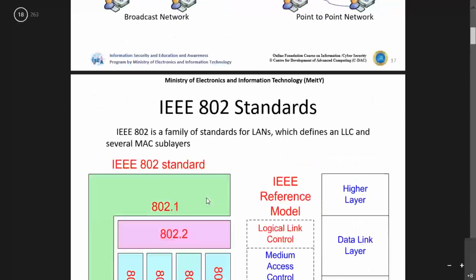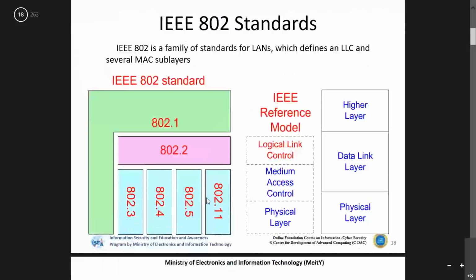Now, whenever we talk about this standard, generally the standard is IEEE 802. This entire 802 standard will be a part of this. Specifically, if we talk about the physical layer or the medium access control, we have standards like 802.3, 802.4, 802.5, and 802.11. Mostly we'll be using 802.3 with respect to wired connectivity or Ethernet, and 802.11 with respect to wireless, like the Wi-Fi standard which you are using.